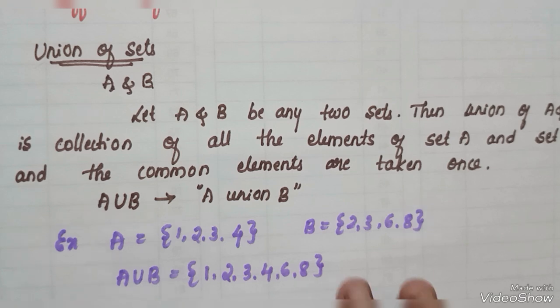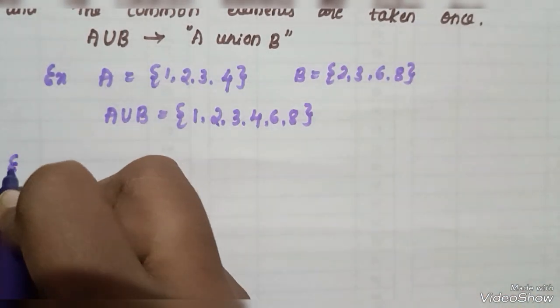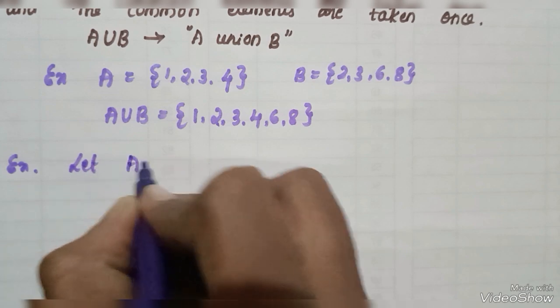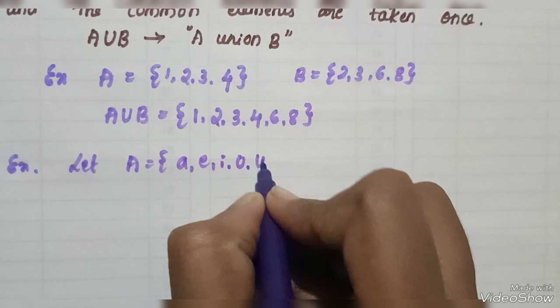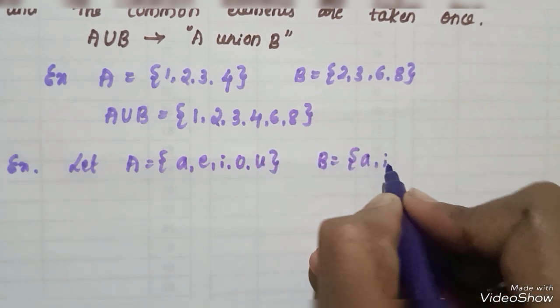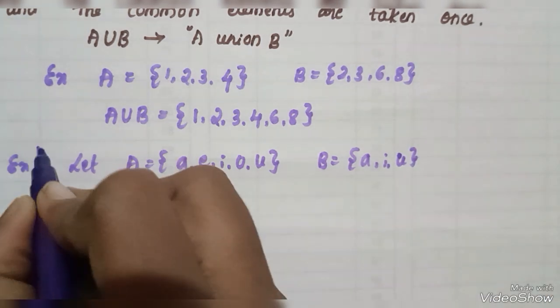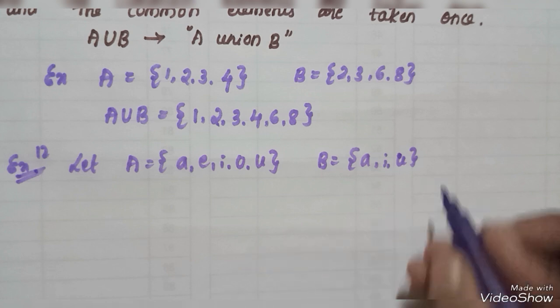Now again I am considering an example. Let A be equal to {a, e, i, o, u} and B be the set containing the elements a, i, u. This is example number 12 in your textbook. These types of questions will be asked. Then find A union B.